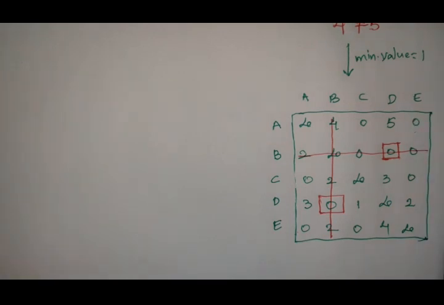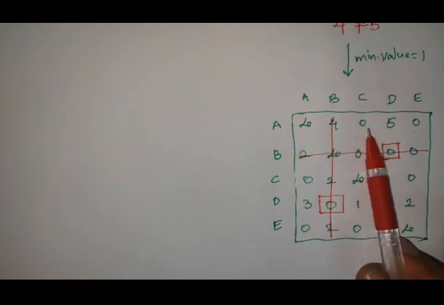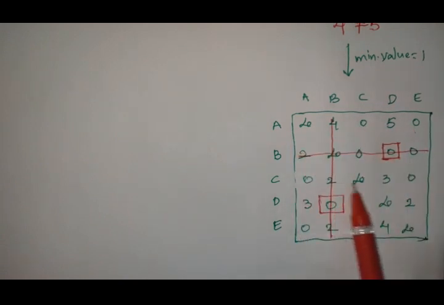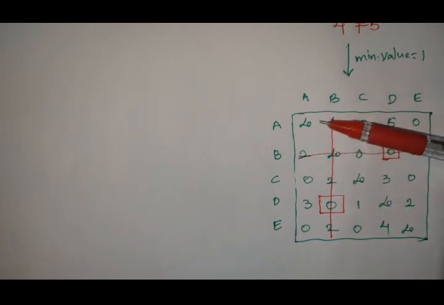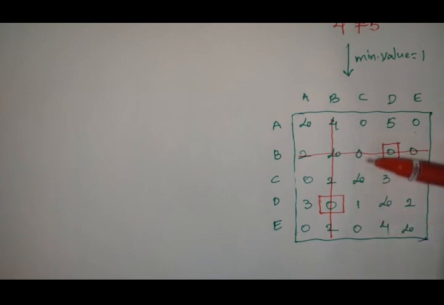And again go for row scanning. First row, 2 zeros, skip that one. Third row, 2 zeros, skip that row. Fourth row, no zero. Fifth row, 2 zeros, so skip that row. And next again go for column scanning. First column, 2 zeros, skip that column. Third column, 2 zeros, skip that column. In the fourth column, no zero. In the fifth column, 2 zeros are there, so that one is also skipped.